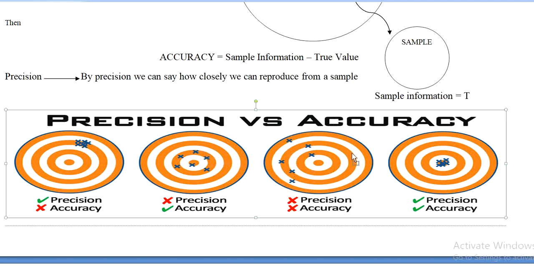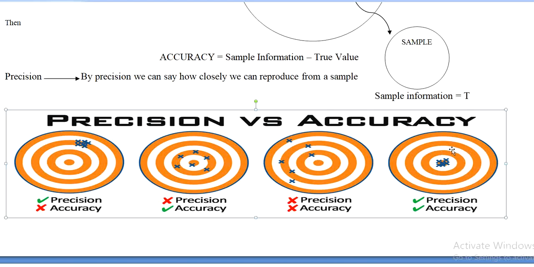In the third example, in the third figure, you can see they are far from the central point. That means they are not accurate. On the other hand, they are not close to each other. I mean, they are not reproducing the same results. That means they are far different from each other as well. That means they are neither accurate nor precise.